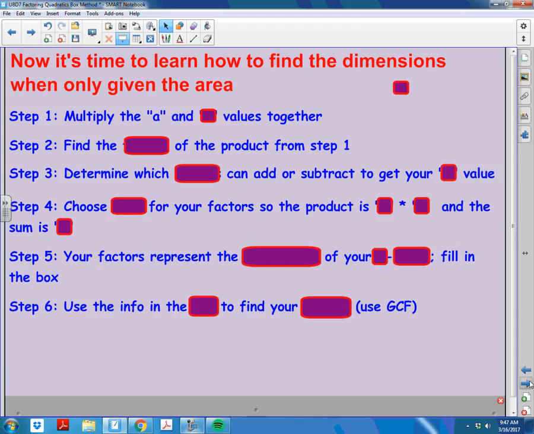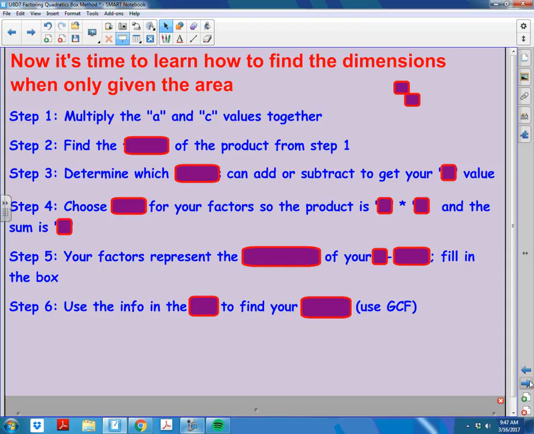The very first thing you're going to do is you're going to multiply the a and the c values together. Where do we find the a value in a quadratic? It's in front of the x squared guy. Where do we find the c? It's the last one, or the constant.